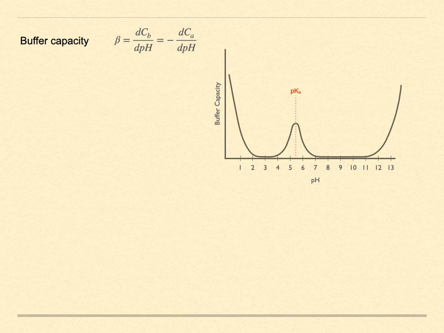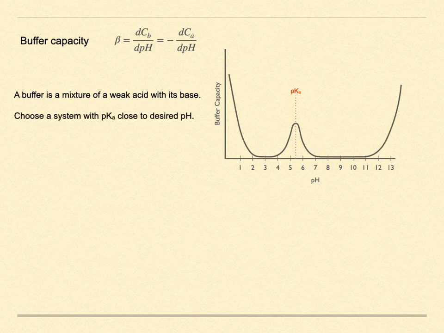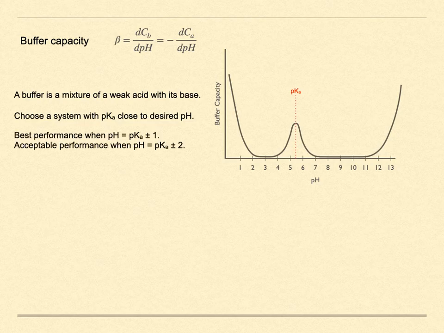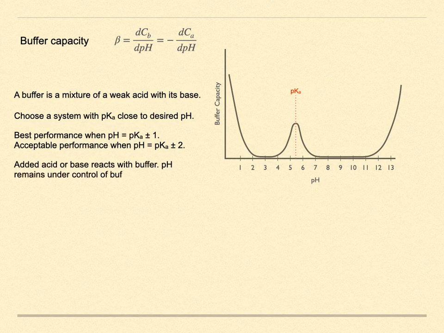Now, just to summarize our introduction to buffers. A buffer is a solution that contains a substantial amount of weak acid and its conjugate base. The buffer is most effective when its pKa is close to the desired pH of the solution. A buffer performs well within plus or minus 1 pH unit of its pKa. It does an okay job at plus or minus 2 pH units. The reason it resists the pH change is that added acid or base reacts with the buffer base or acid, so that pH remains under the control of the buffer system and not that of the added acid or base.